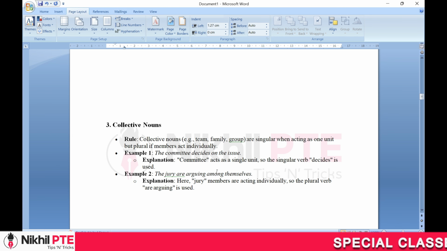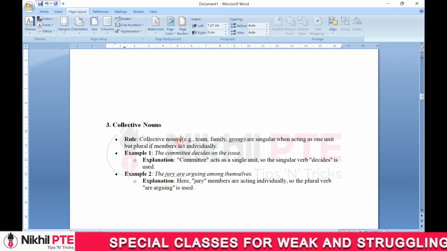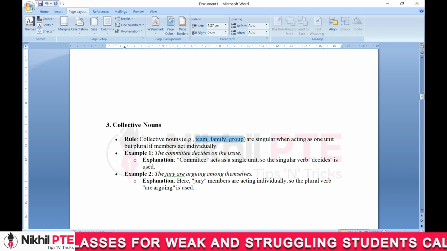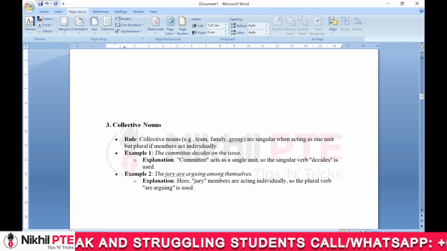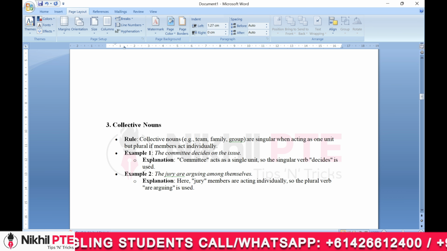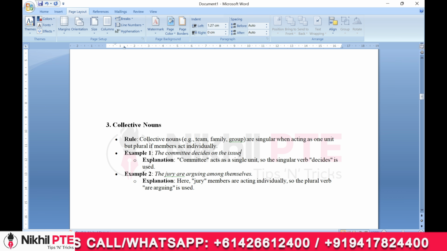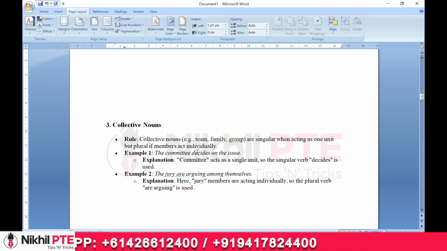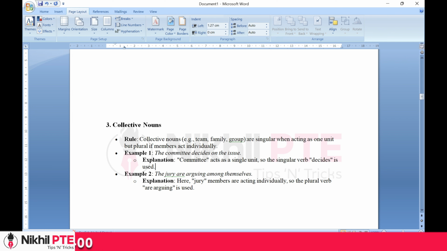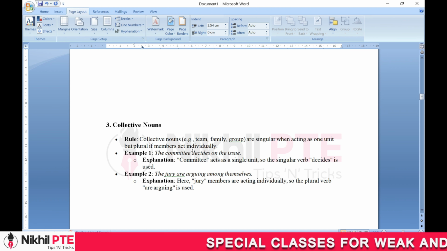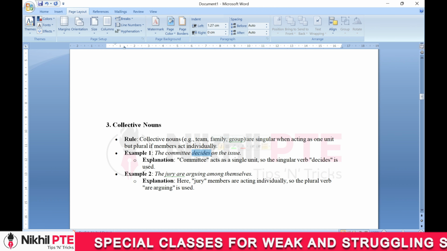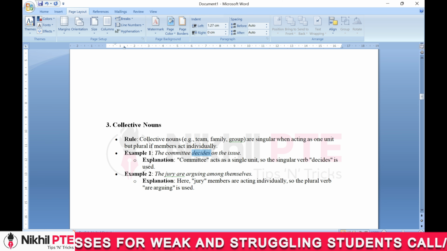Collective nouns. Collective nouns means like team, family, group, population. These are all singular. The committee decides on the issue. Sometimes students are confused. Team means many things, but team will act like a singular. The committee decides, so you have to use s or es with the verb.